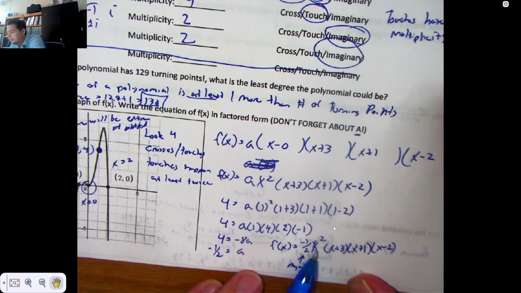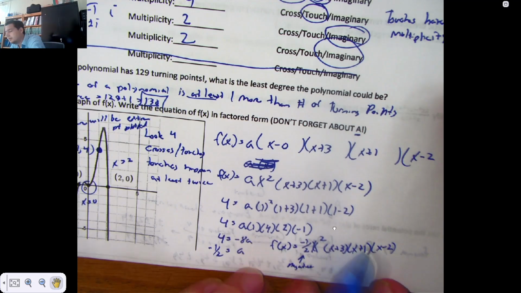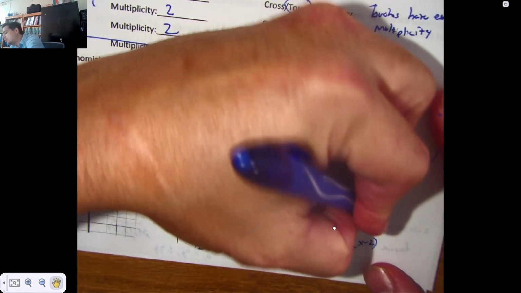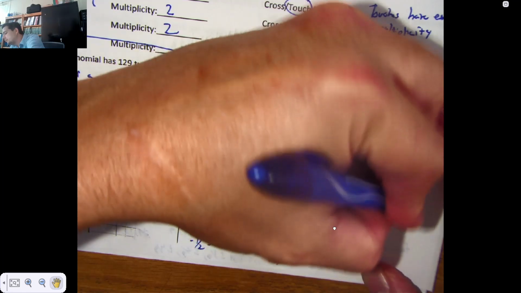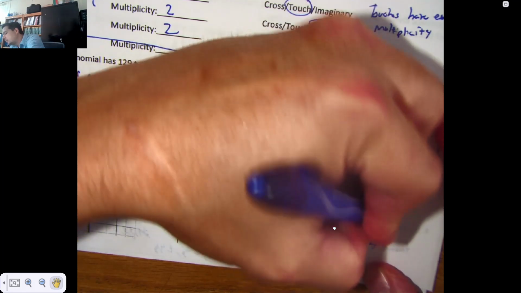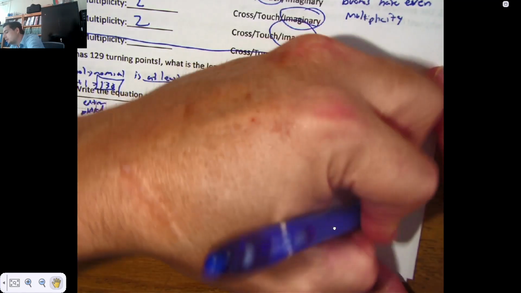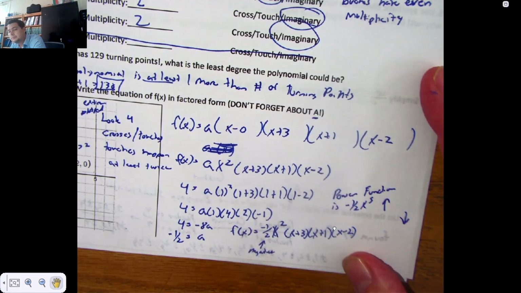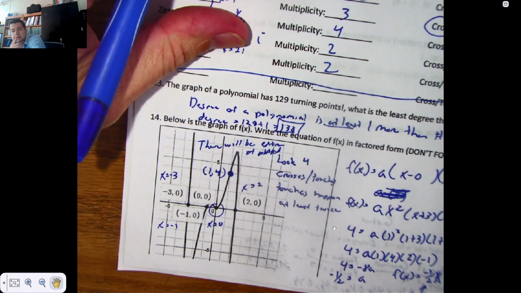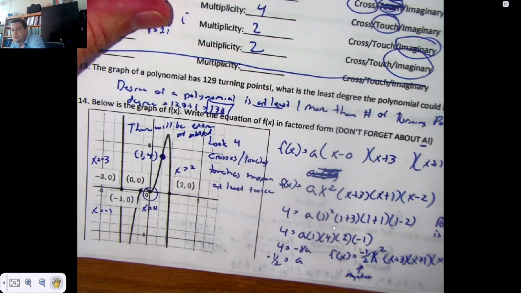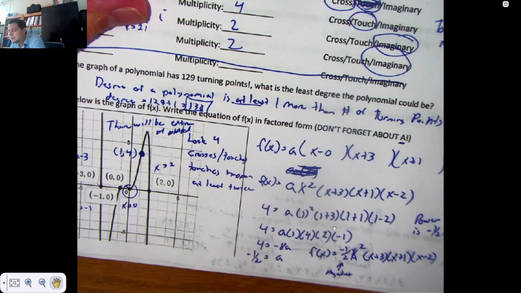Now, I mentioned I like the fact that this is negative. If I do some quick math here, x squared times x is x cubed times x is x to the 4th times x is x to the 5th. The power function is negative 1/2 x to the 5th, which is supposed to start its day high and end its day low, which you can kind of tell that's what the graph is doing. It's just a way of checking or eliminating choices.